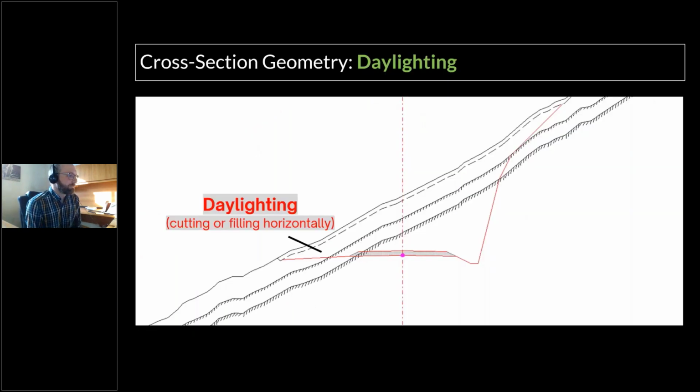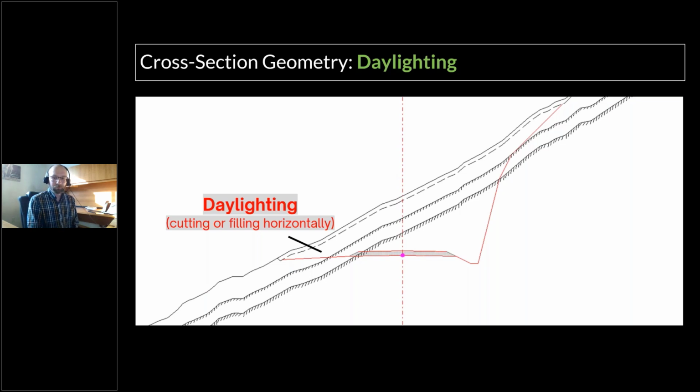And the next thing that we have is daylighting. So it's another cross section specific consideration. And with this, if you're going through cut on a side slope, it may be a case where you want to have a true through cut with a cut slope on either side of your road.